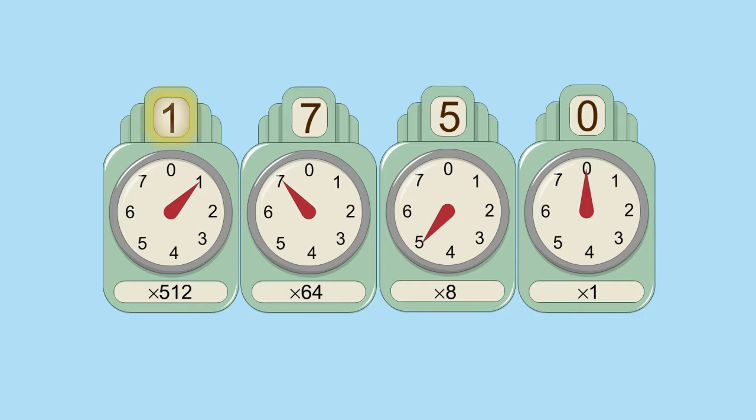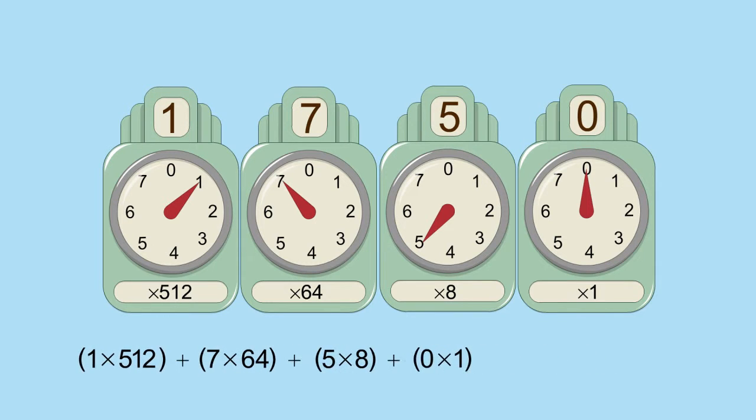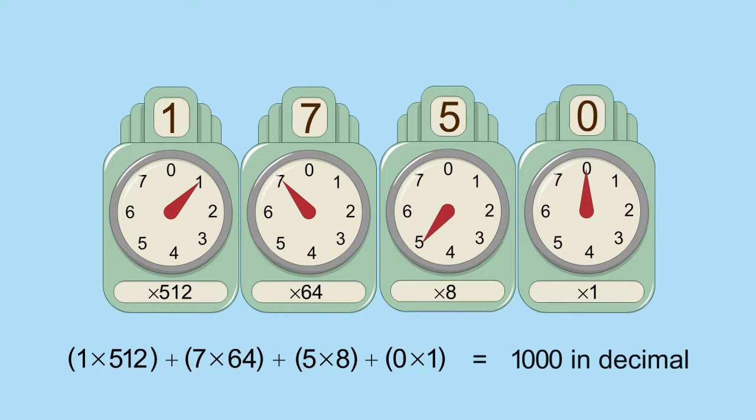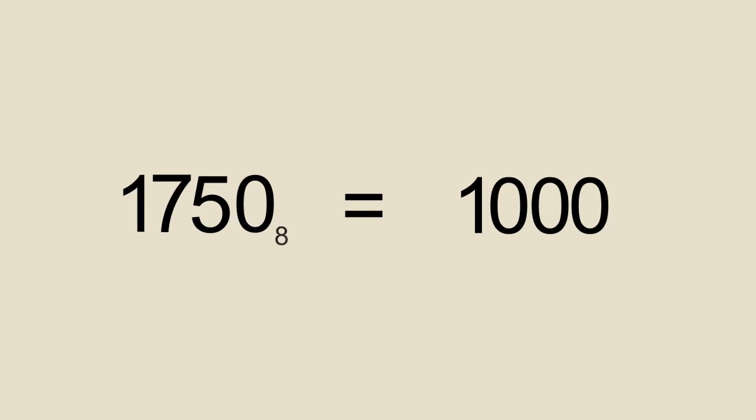So the number 1750 represents 1 times 512 plus 7 times 64 plus 5 times 8 plus 0 ones, which adds up to the quantity which in decimal is called 1000. You may sometimes see a small subscript 8 or 10 after an octal or decimal number, in case there may be some confusion about which base is being used.